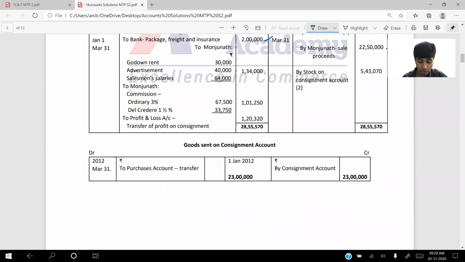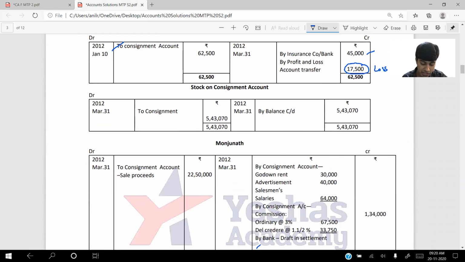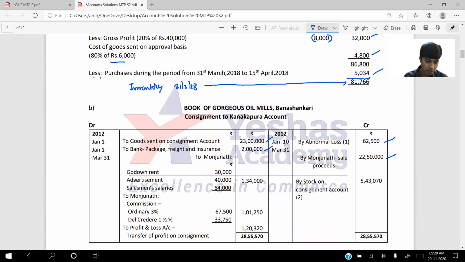In Manjunath account, I would have written on the debit side. Where is it? Debit side 22 lakh 50. You guys get that? So what is the journal entry? Manjunath account debit to consignment account. I hope you guys have understood till here. Let's go to the next part.